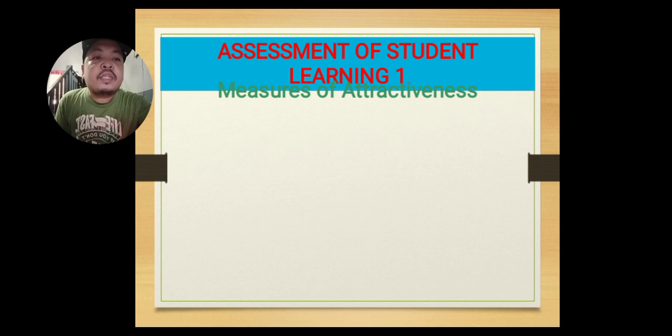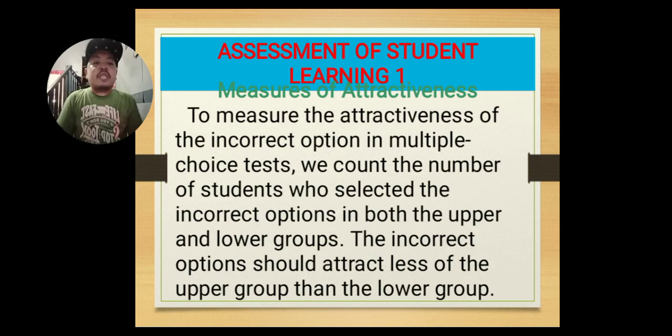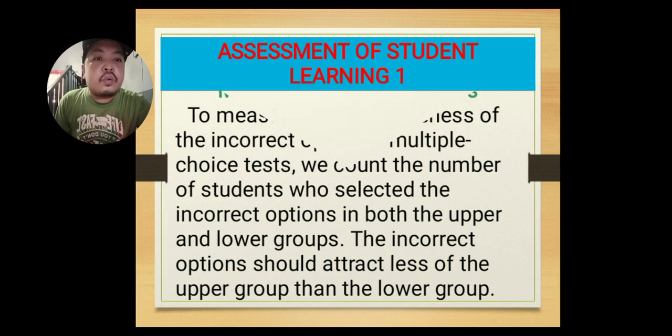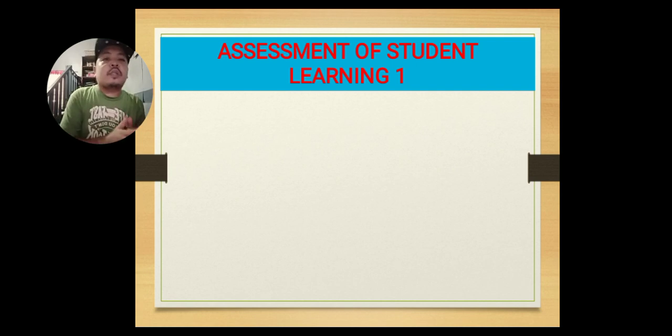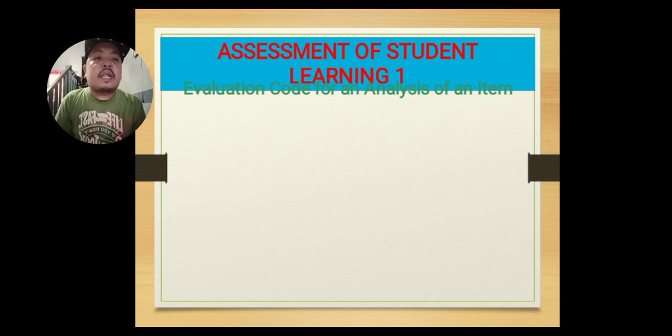Now, with respect to measures of attractiveness, to measure the attractiveness of the incorrect option in a multiple choice test, we count the number of students who selected the incorrect options in both the upper and lower group. The incorrect option should attract less of the upper group than the lower group. Further explanation of this measure of attractiveness will be discussed in part 2 of this video presentation.